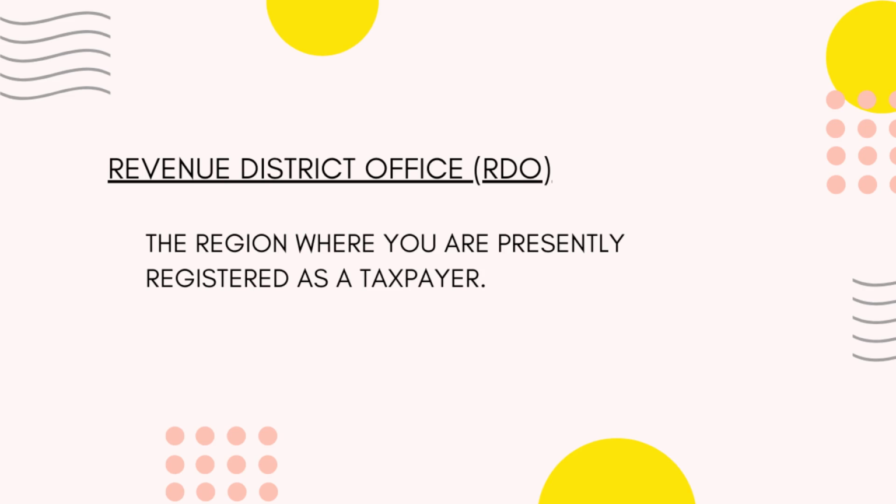Now, let's go to the next term, which is the Revenue District Office or RDO. Ano nga ba yun? So, it's a region where you are presently registered as a taxpayer. Kumbaga sa post office, di ba meron yung mga zoning system wherein yung region na to may naka-assign na specific tax office na siyang mag-handle, audit at manage ng mga tax na fina-file dun sa area na yon. So now that we have defined the most common terms related to this topic, let's now proceed with the actual procedure on the application of getting your own TIN.